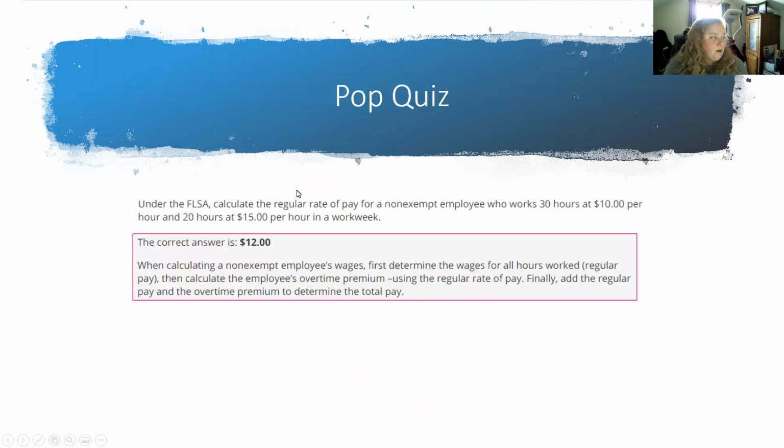All right, pop quiz. Under the FLSA, calculate the regular rate of pay for a non-exempt employee who works 30 hours at $10 per hour and 20 hours at $15 per hour in a work week.